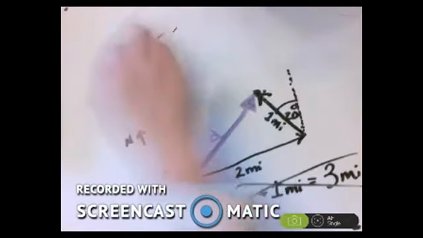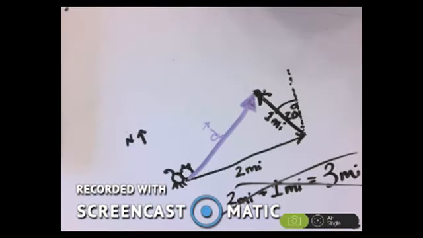Well, the reason is we can only add vectors that are parallel. We can only add vectors that are parallel to each other. And the problem is these guys, these two black vectors, are not parallel.